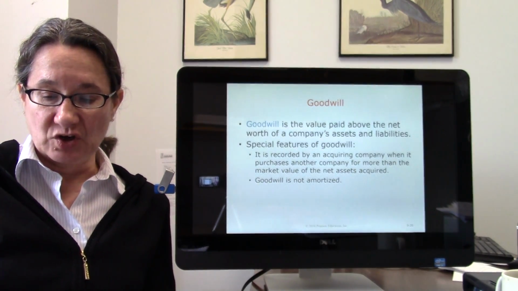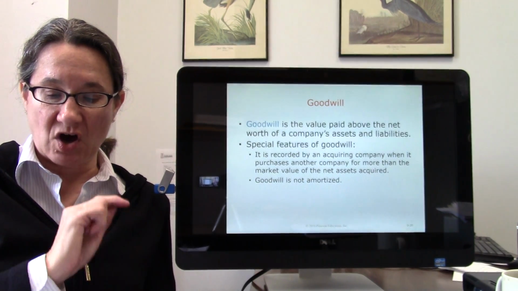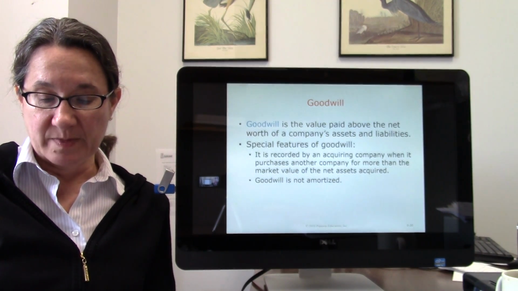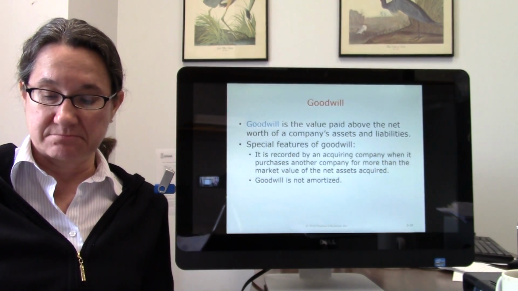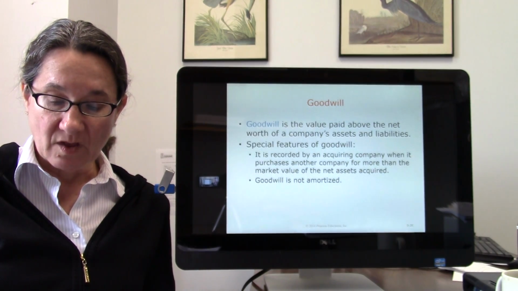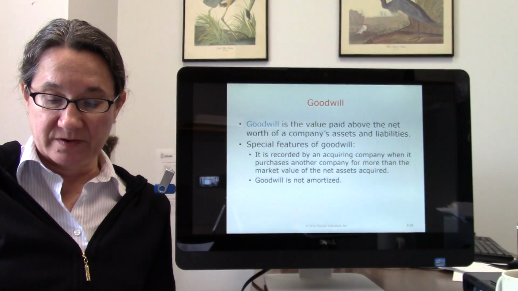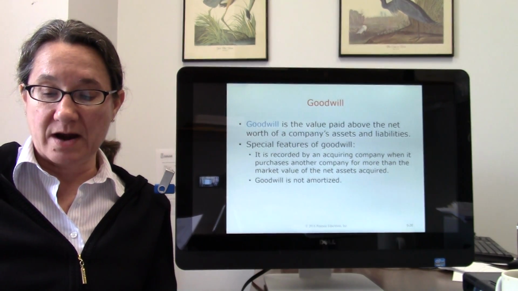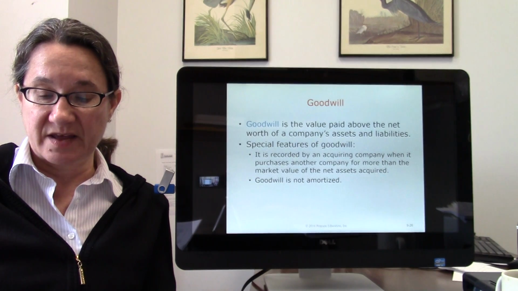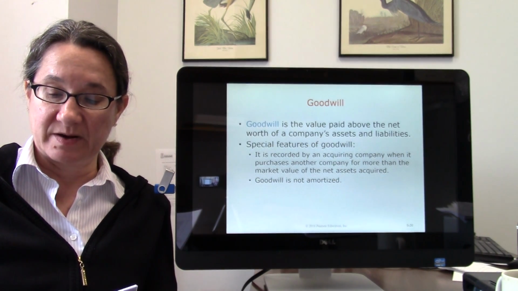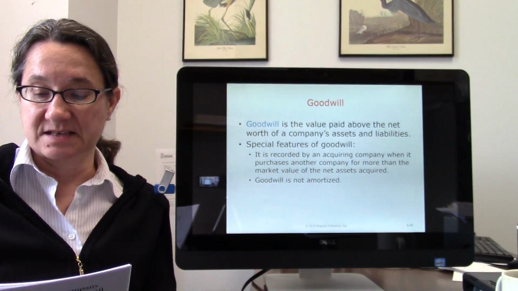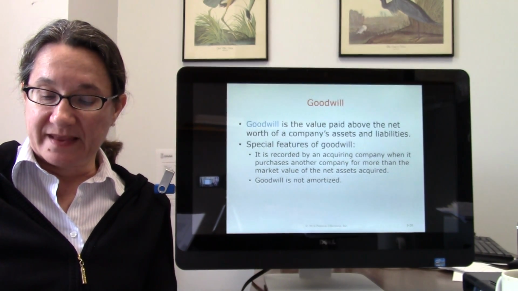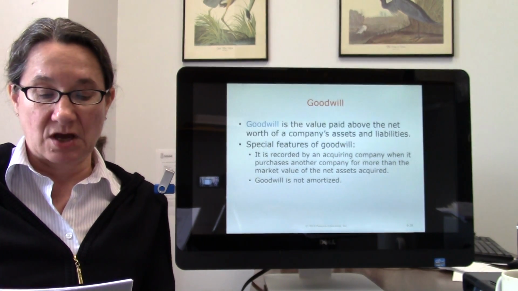In accounting, goodwill is the excess of the cost of an acquired company over the sum of the market value of its net assets, that is, assets minus liabilities. Goodwill is the value paid above the net worth of the company's assets and liabilities. Goodwill is recorded only by an acquiring company when it purchases another company and pays more for that company than the market value of the net assets acquired. An outstanding reputation may create goodwill, but that company never records goodwill for its own business.